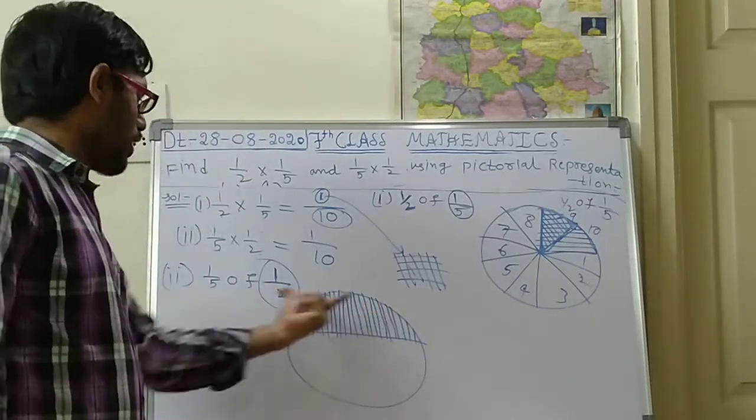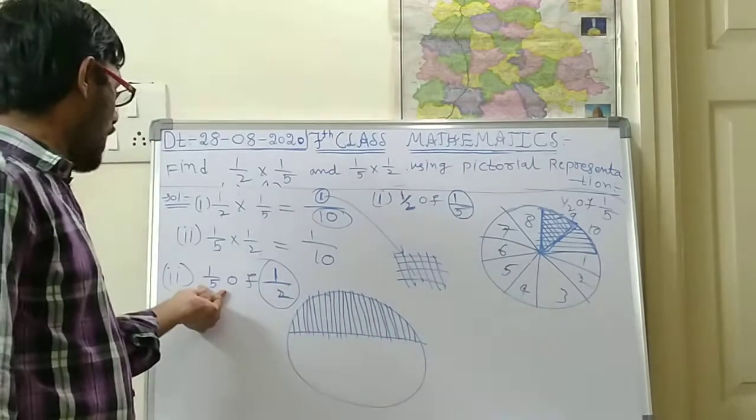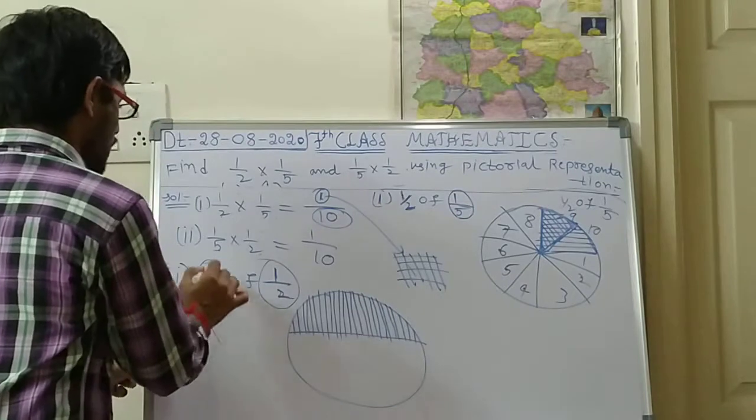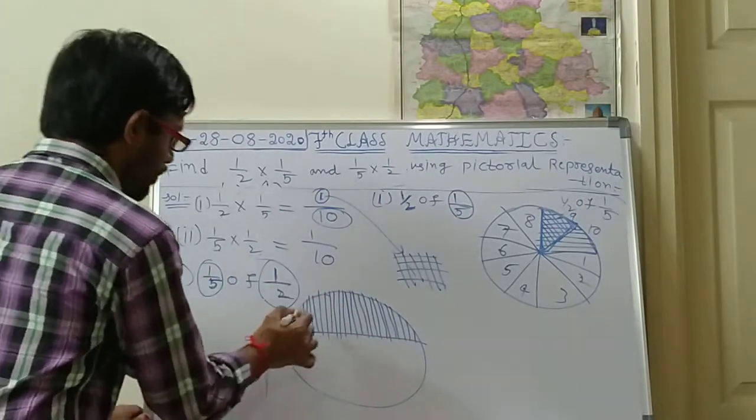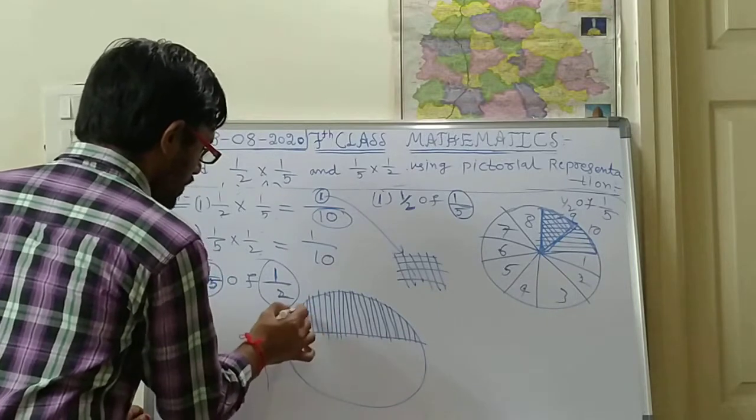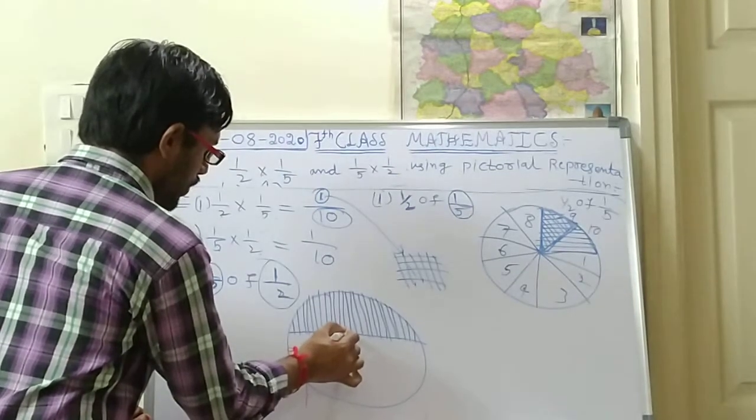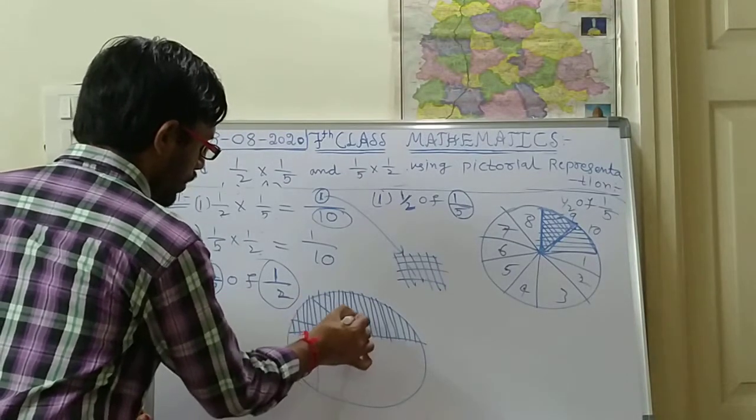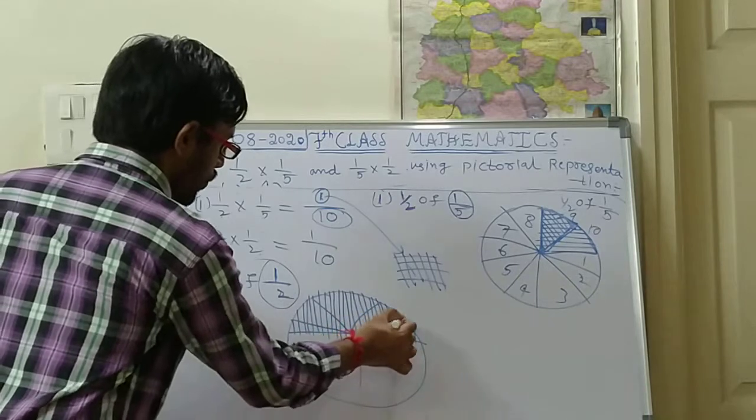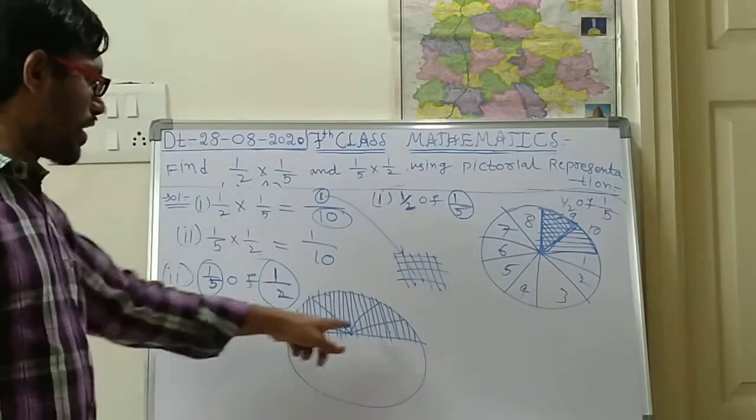So from this 1/2 part, again you have to divide into 5 parts. Okay, now we have to check this one in this part. So here how many parts do we have to divide? 5 parts, so I am dividing into 5 parts. This is the center. From the center onwards, 1, 2, 3, 4, 5. So 5 parts are there.